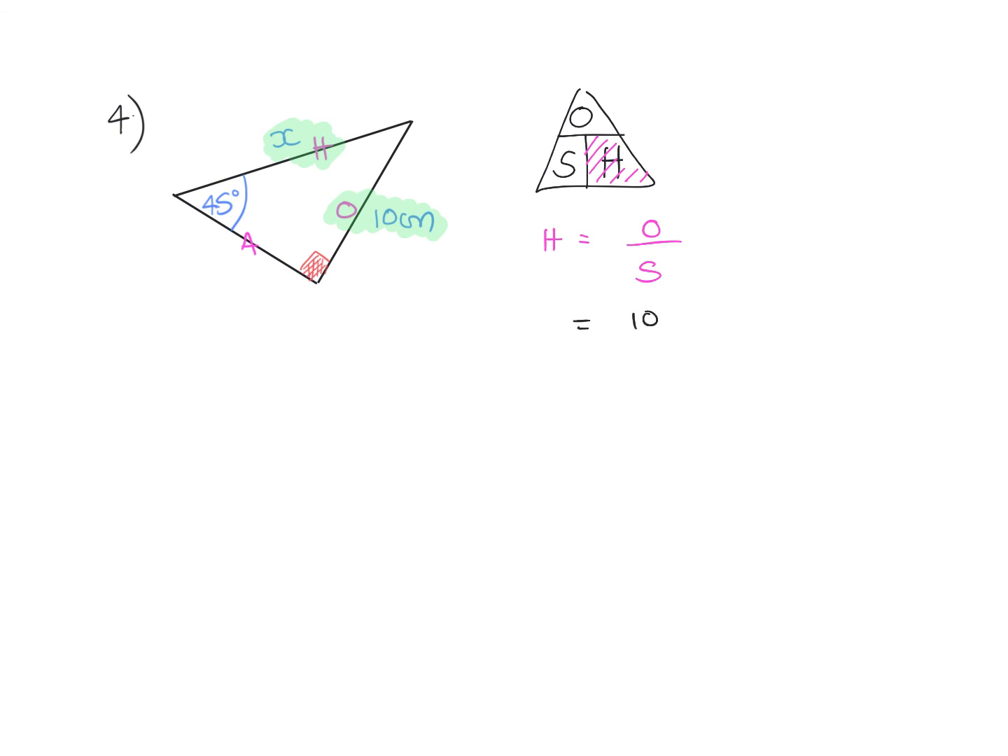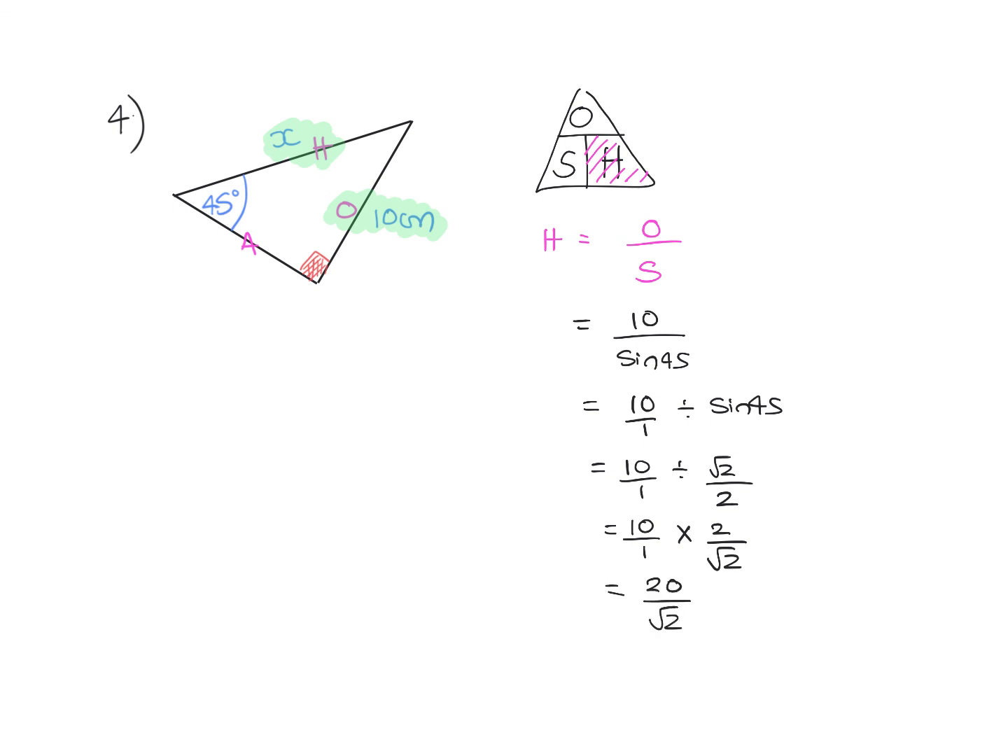So that's 10 divided by sine 45, and again, I'm going to take a little bit more care here. 10 over 1 divided by sine 45. That's 10 over 1 divided by root 2 over 2. 10 over 1 multiplied by 2 over root 2, which is 20 over root 2, and then rationalising the denominator, that becomes 20 root 2 over 2, or a final answer of 10 root 2 centimetres.